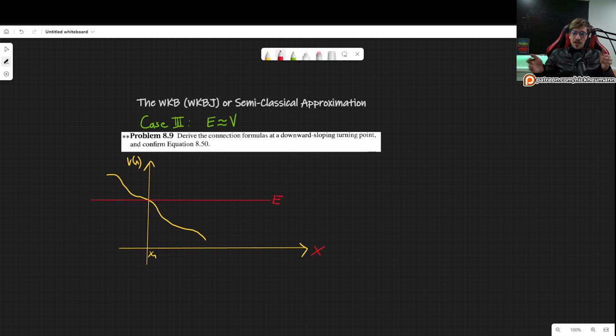So this, by the way, is also problem 8.9 as it appears in the third edition of Griffiths' Introduction to Quantum Mechanics. The problem states, derive the connection formulas at a downward sloping turning point and confirm the equation that is in the book.